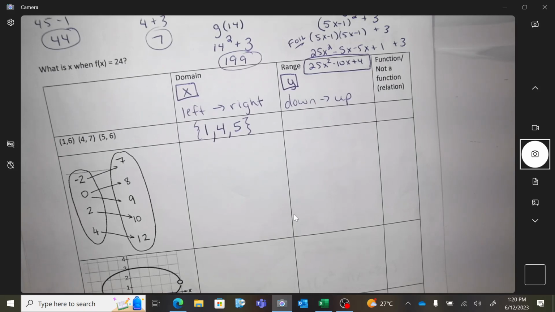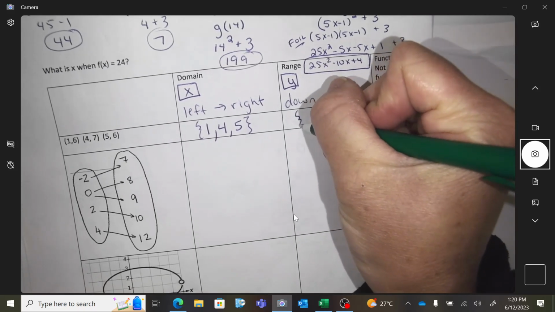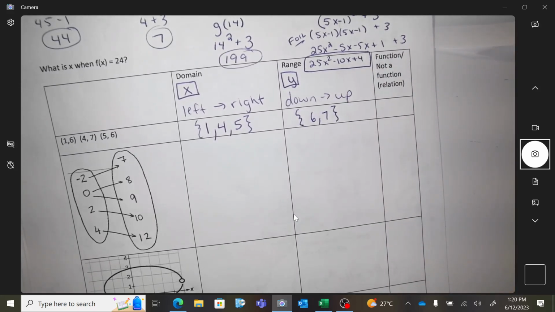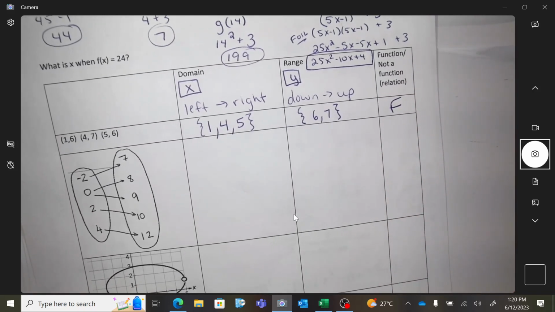Okay, and then same thing with the range. It's just a list of 6 and 7. Is it a function or just considered a relation? What do you think? Does it fail? Where is there an x value that has 2 outputs? No, so it's good. It's a function.